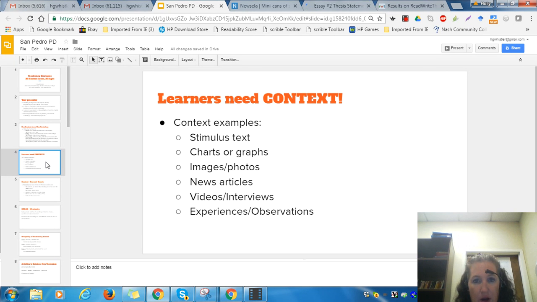Charts and graphs also help students with context. Images and photos of the word. News articles so that they understand how word meanings might change or be adapted in order to elicit an emotion. Videos and interviews, understanding how these words are said, and also any emotion or tone related to the word. And then students' experiences and observations, so watching people say the word or watching people say the word in certain situations.